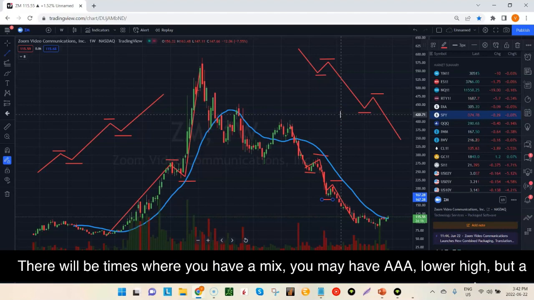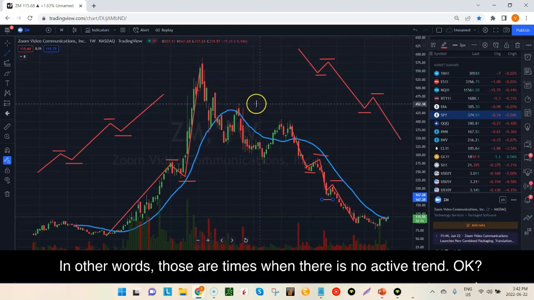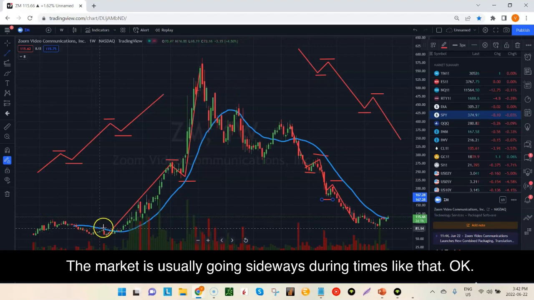There will be times where you have a mix. You may have a lower high but a higher low, or a lower low and a higher high. In other words, those are times when there is no active trend. Okay, the market is usually going sideways during times like that.